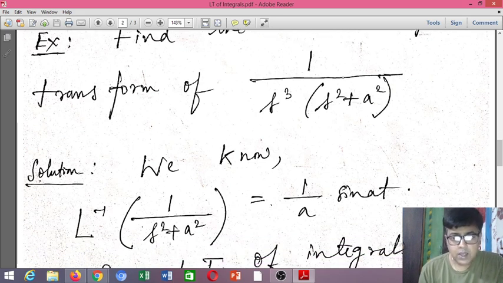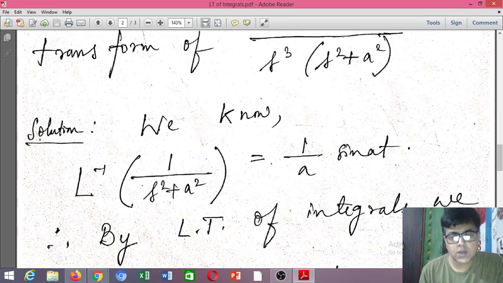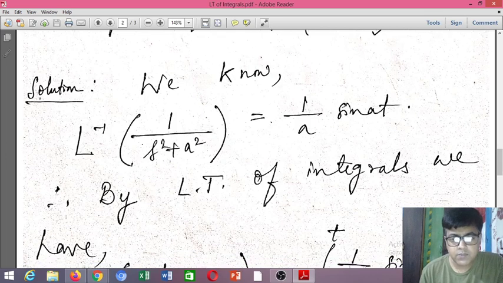The result of the inverse property is: L inverse of f bar s by s is equal to the integral 0 to t f u du, where f is the inverse Laplace transform of f bar s. In this problem we know that the inverse Laplace transform of 1 by s square plus a square is very well known to us. It is 1 by a sin a t. So L inverse of 1 by s square plus a square is 1 by a sin a t.